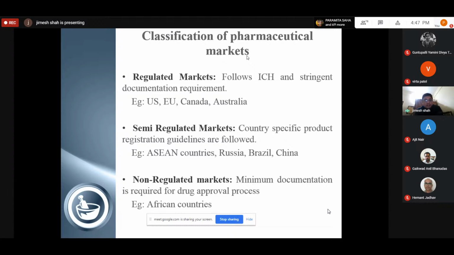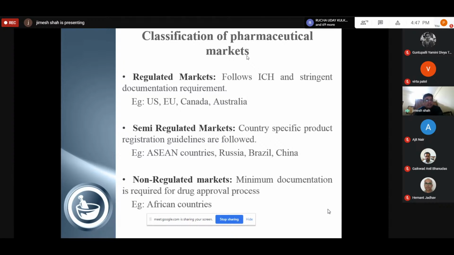Now, I have divided the pharmaceutical classification of this market into the regulated, semi-regulated and non-regulated markets. Regulated markets, as we also saw earlier, are very stringent and follow the ICH and very stringent document requirements. Examples are the US, Europe, Canada, Australia and Japan, which are highly regulated markets.